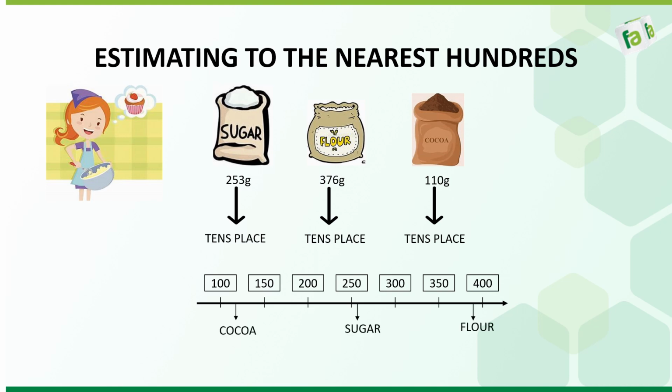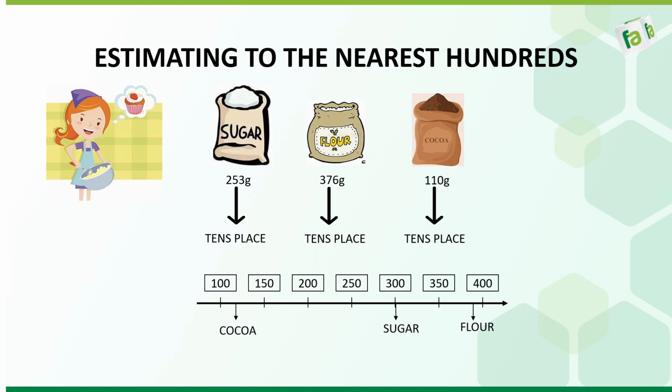Here, the quantity of ingredients is given. The quantity of sugar is 253 grams. Here, 5 is at the tens place. We can round it off to the next nearest 100, that is 300.